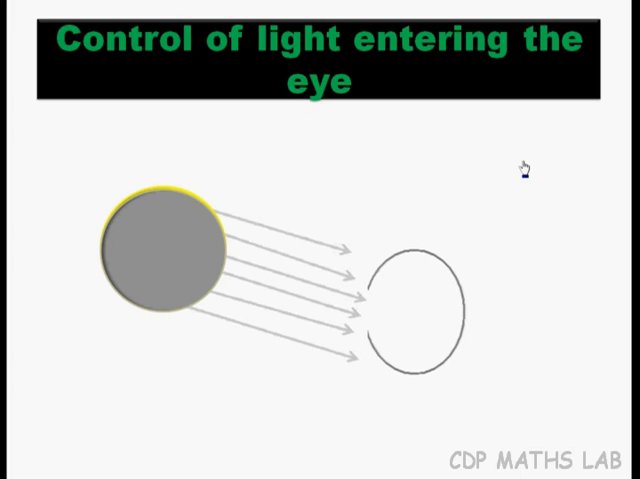Simple. So, in summary, the circular muscles are responsible for the pupil becoming small in bright light, and the radial muscles are responsible for the pupil becoming large, allowing a lot of light to come in. So when one muscle is contracting, the other is relaxing. And there we go, another example of antagonistic muscles.